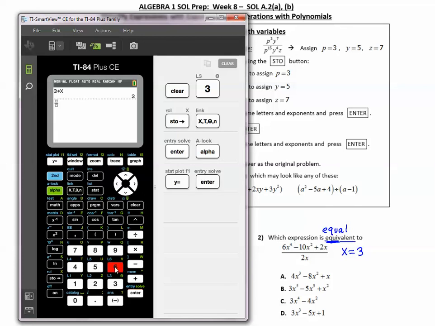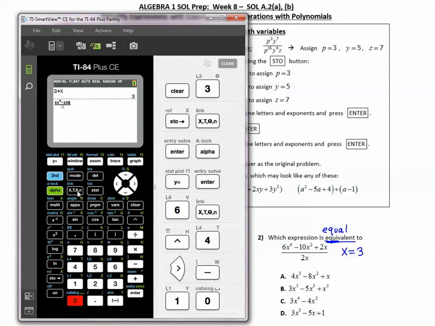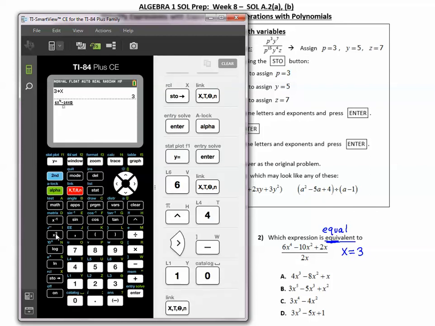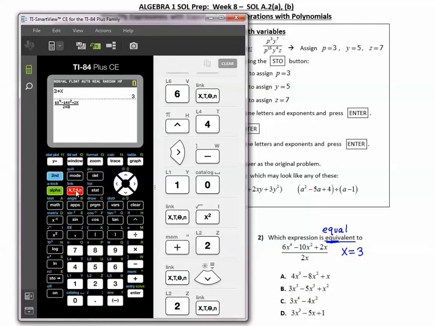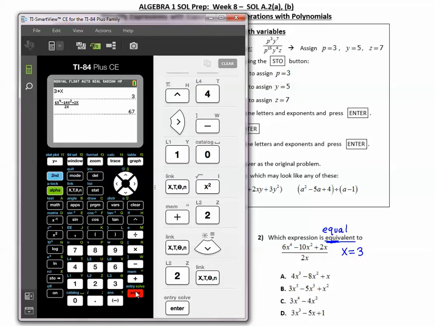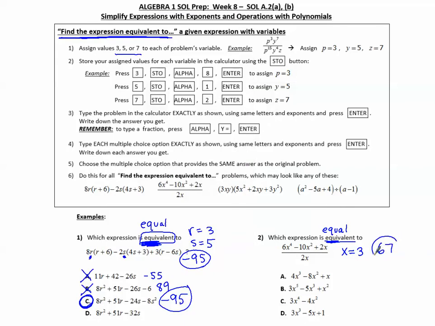Now remember, when I have a fraction, that's when I use alpha y equals enter, and I can type my expression in there. 6x to the 4th minus 10x. Now here's also another quick button for squared if we want it. Plus 2x down to the denominator divided by 2x. Press enter, and 67 is the value that I need this time. So let's write down that I want to see 67 in my answer choices.